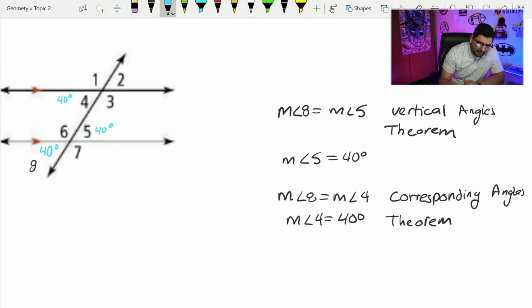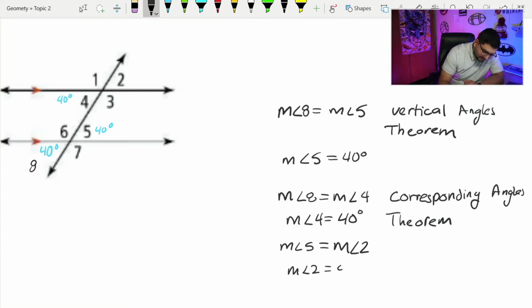But I also know that we have another set of corresponding angles. By the corresponding angles theorem as well, we know that angle 5 also has a corresponding angle of 2. Those are both in the upper right hand side. So these 2 angles are also equal. So I know that the measurement of angle 5 is equal to the measurement of angle 2 by the same theorem, so I don't need to write it again. It's still by the corresponding angles theorem. So that tells me that the measurement of angle 2 is also 40 degrees.